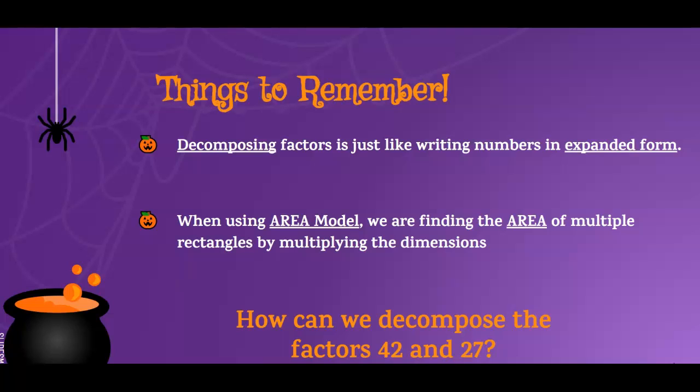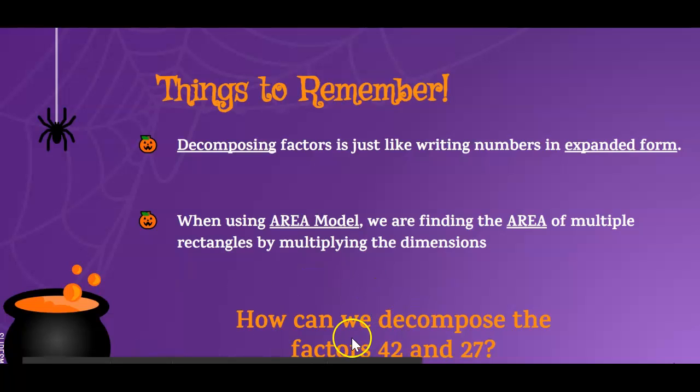So some things to remember regarding the area model that we've been working on so far in this unit. Some important words and vocabulary. Decomposing factors is just like writing numbers in expanded form. So when using the area model, we'll find the area of multiple rectangles by multiplying the dimensions. I've got a question at the bottom here. How can we decompose the factors 42 and 27? So I'm going to pause for a minute and let you, in your notebook, try to figure out the answer to this question.